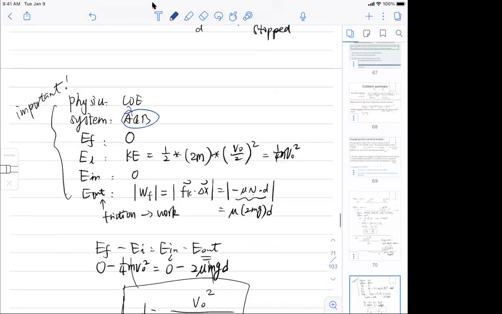So be careful that here your system is A and B together. So when you do energies here, you need to use 2m. Right here, you need to use 2m. If you use 1m in one of them, then you made a mistake, because we're so used to plugging in m as in mass, but here the mass is 2m. So just be careful.